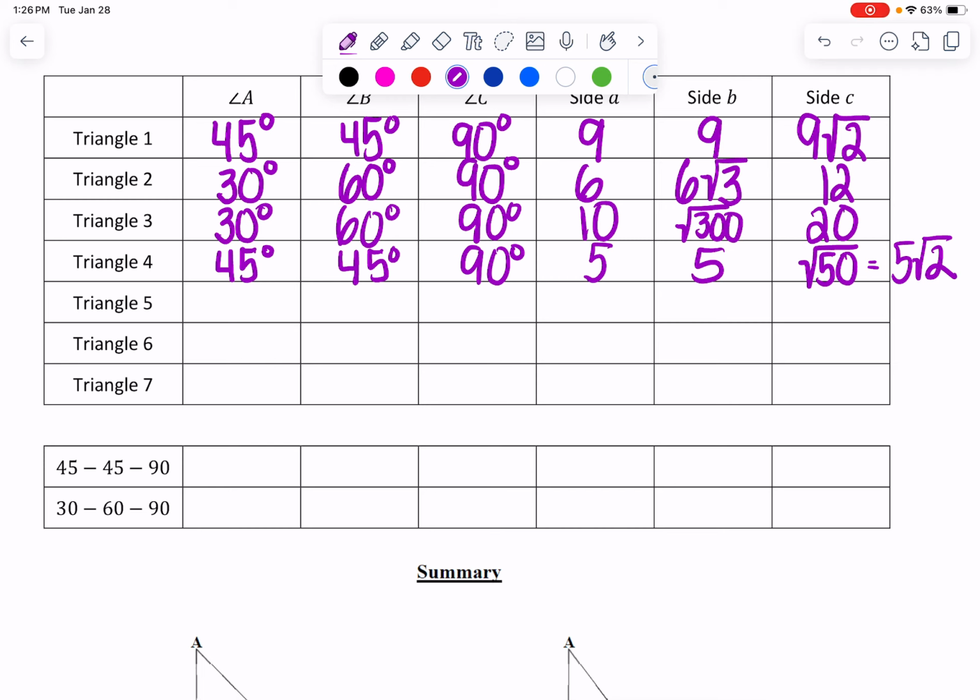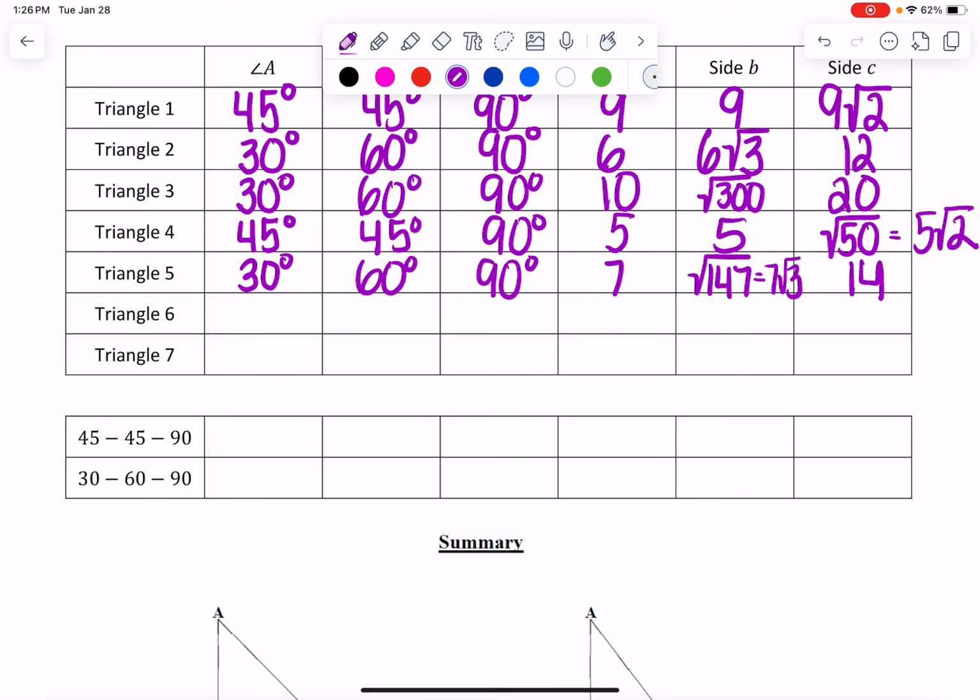For triangle 5, you should have the following. Angle A is going to be 30 degrees. Angle B is going to be 60 degrees. Angle C is your 90 degree angle. Side A is 7, that's given to you. Side B is the square root of 147, which also reduces to 7 root 3. And then side C, you should have gotten to be just 14.